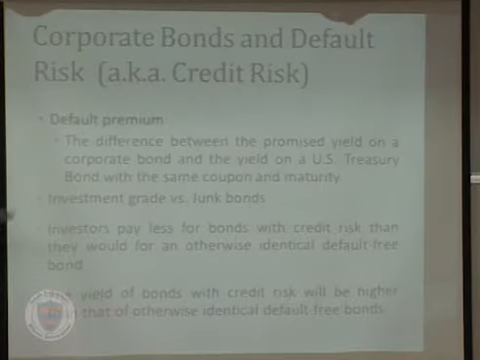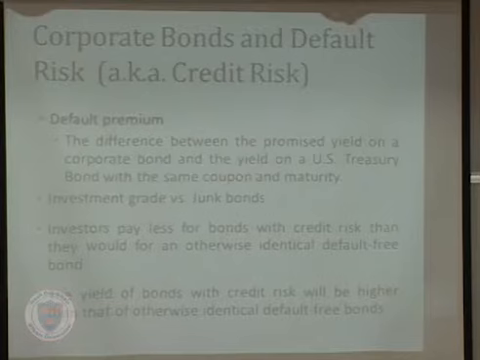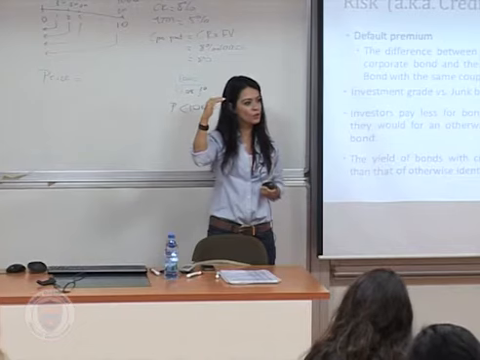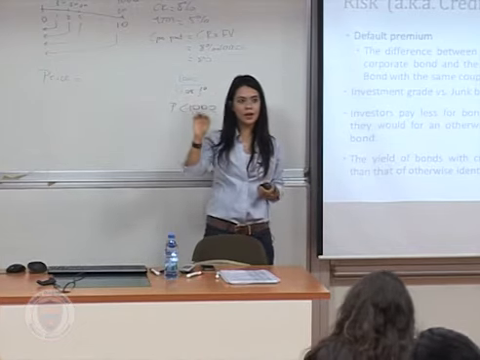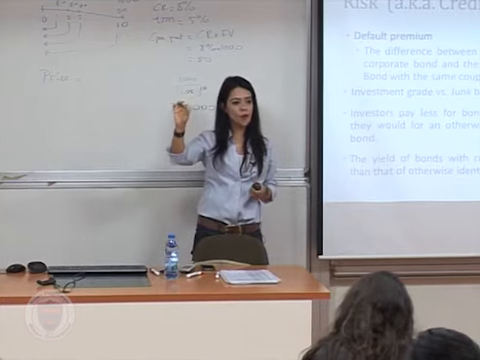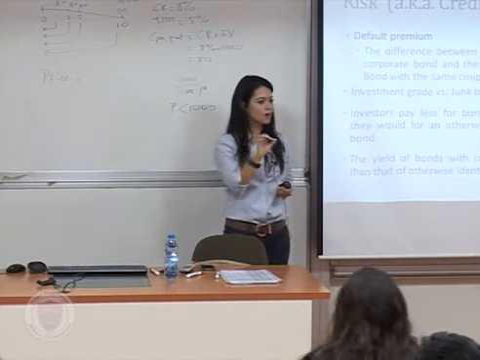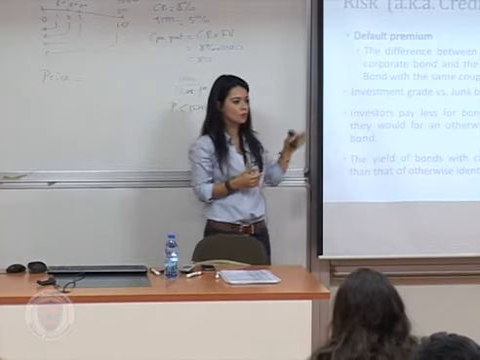So the difference between the risk-free rate and your company's bonds rate is called default premium. So how far a company's bond is from bankruptcy is basically your default premium.